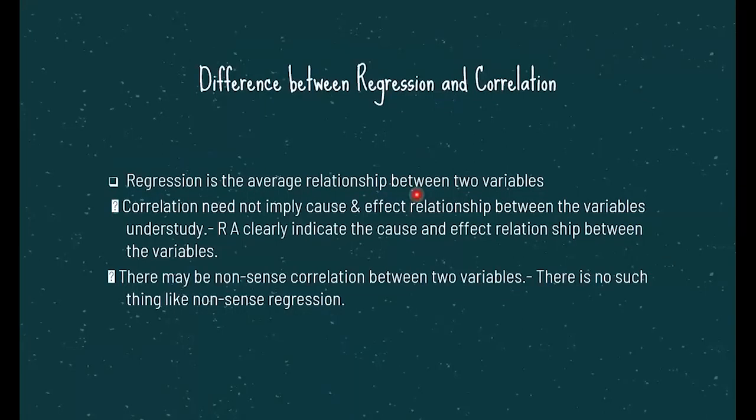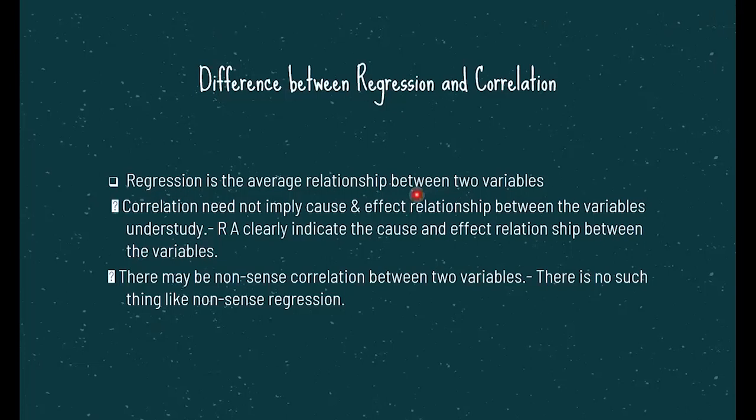You can already imagine the differences between regression and correlation. Regression is the average relationship between two variables. Correlation need not imply a cause and effect relationship. In case of regression, we had an average relationship that represents cause and effect, like the cause is X and the effect is shown in Y. We had to compute or predict Y from X.